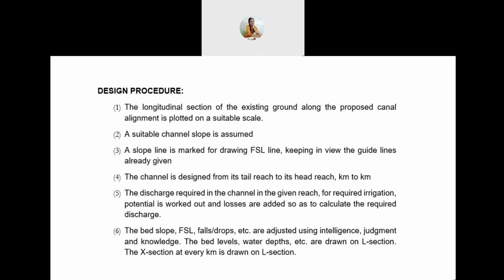Number 5, the discharge required in the channel in the given reach for required irrigation potential is worked out and losses are added so as to calculate the required discharge. Number 6, the bed slope, FSL, falls or drops, etc. are adjusted using intelligence, judgment, and knowledge. The bed levels, water depths, etc. are drawn on the L section. The X section at every kilometer is drawn on the L section.